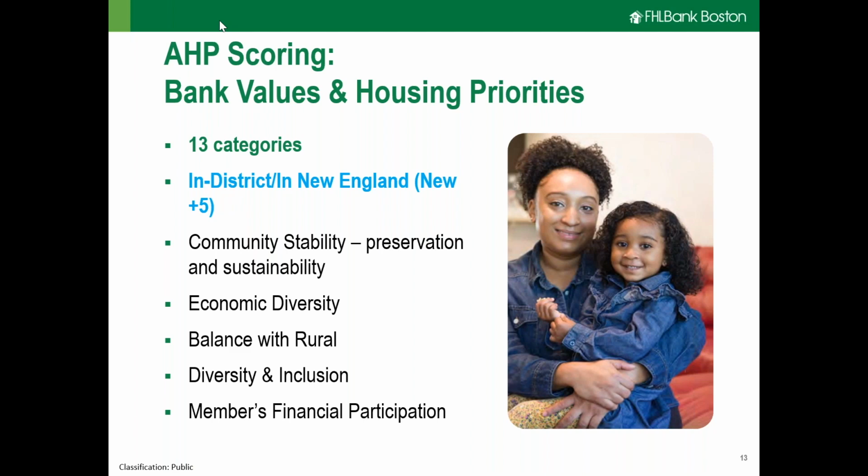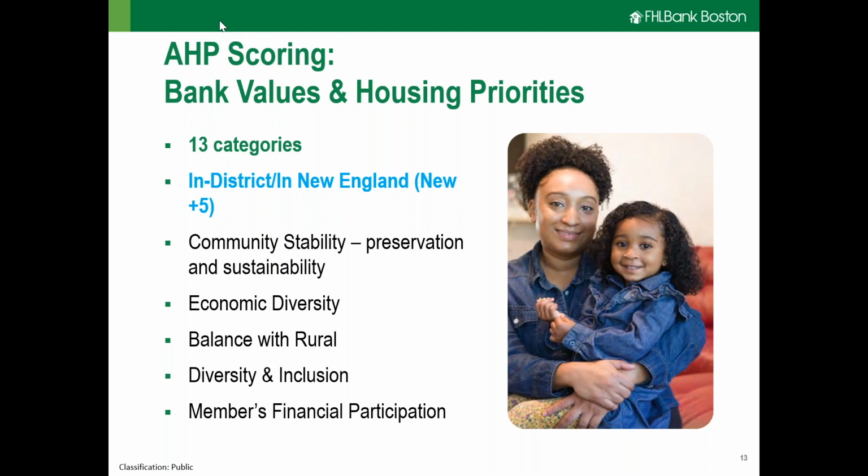For those of you that are familiar with the process, I do want to point out that this year we have a new in-district priority. That means projects that are coming to us from within New England. The actual physical site of the project is in New England. Will earn 5 points on the application. This category is new to us. We're actually the final home loan bank to add this scoring category. And so now we're kind of on par with the rest of the home loan bank system with this.